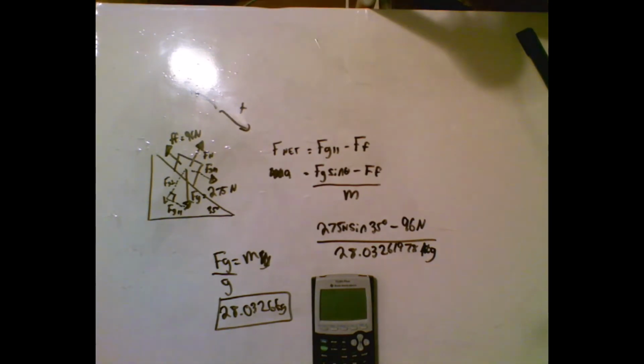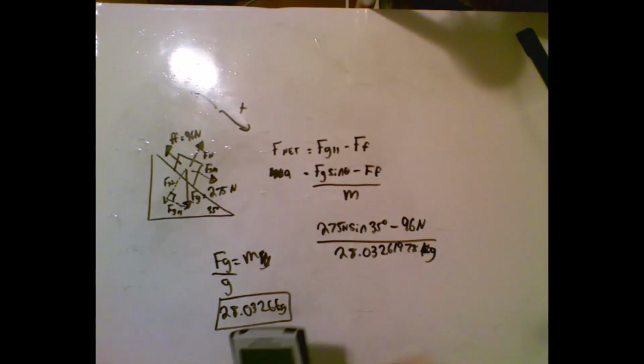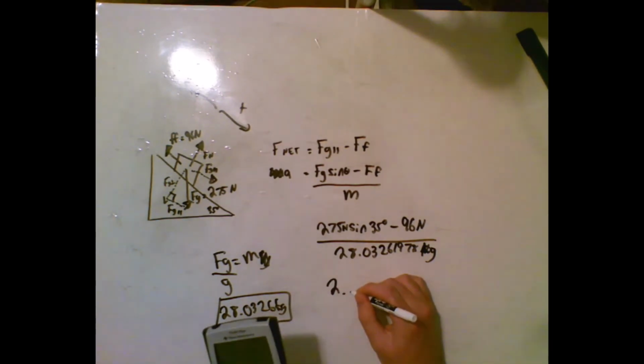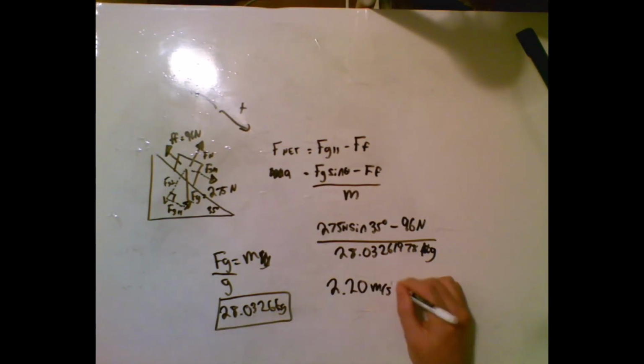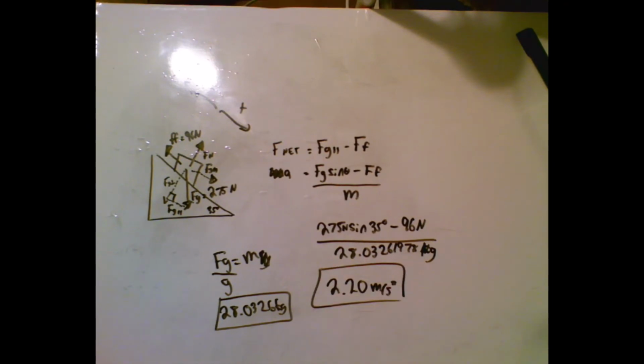So we have 275 newtons sine of 35. And then we're going to subtract 96. And then we're going to divide by 28.03261978. And we end up getting, we have 3 sig digs, so 2.20 meters per second squared. And that's the magnitude of our acceleration.